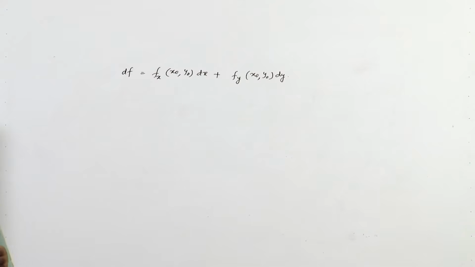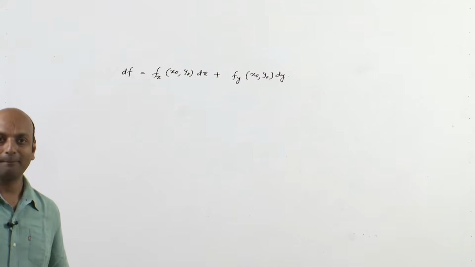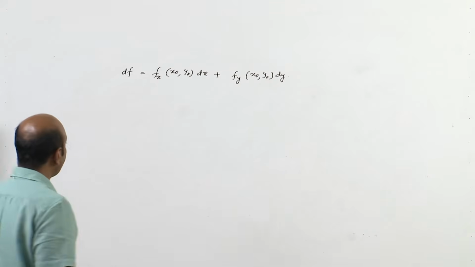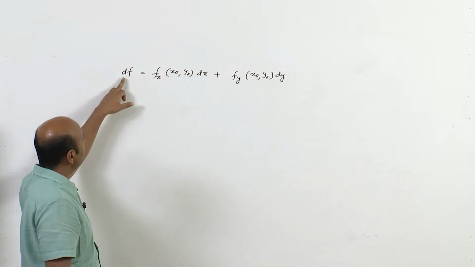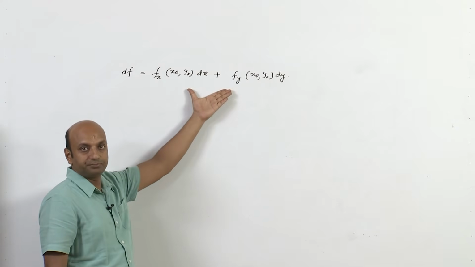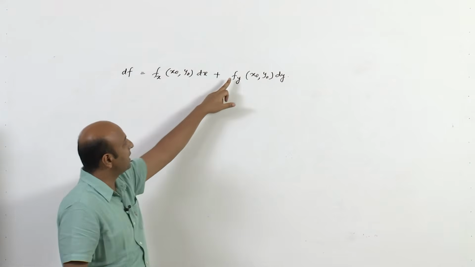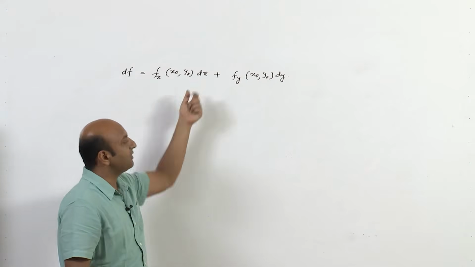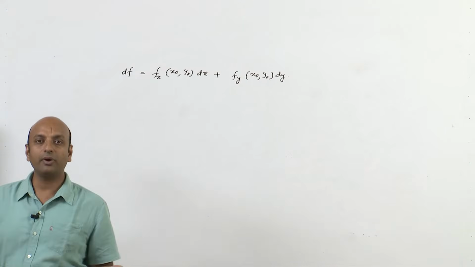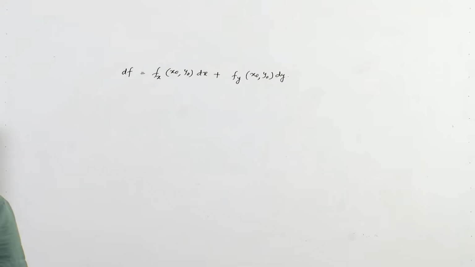Now, let us discuss a few examples based on this. Basically, we are finding the approximate change in the value of f by this expression. This is the first order derivatives at x naught, y naught, fx and fy, and they are multiplied by the change in the value of x and the change in the value of y. So, let us discuss a few examples.